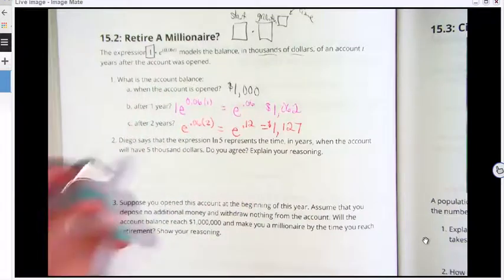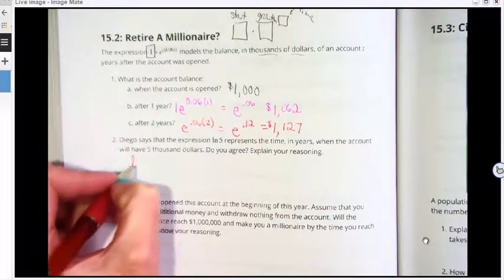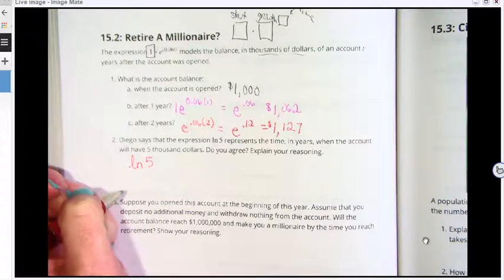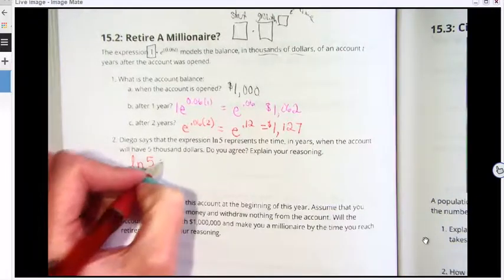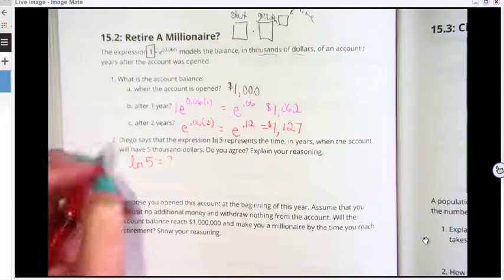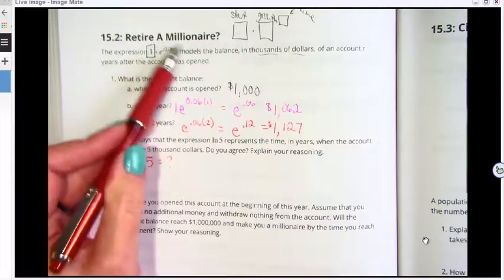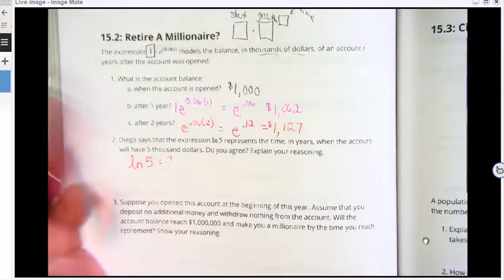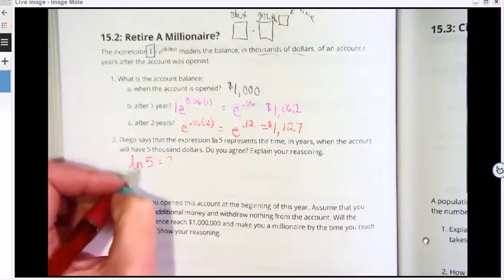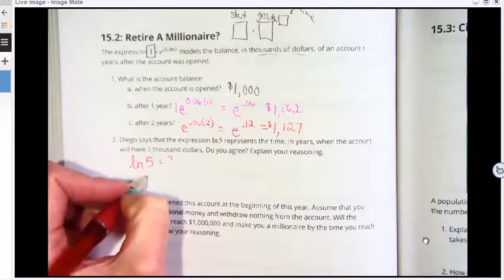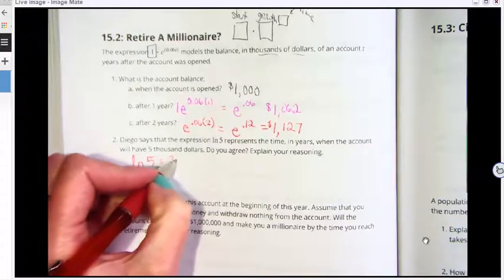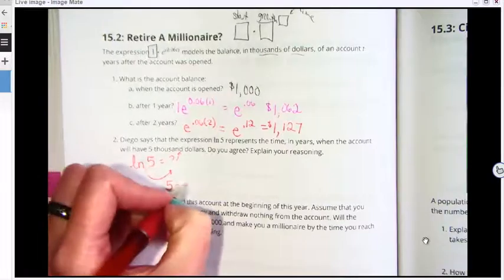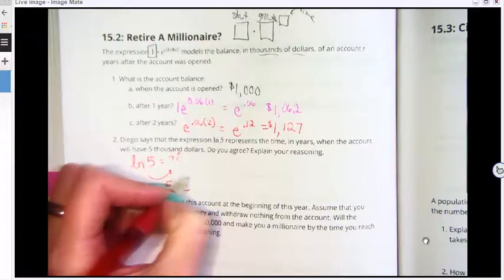Well, I don't know. Let's see. Let's rewrite this in a different way. If we have ln 5, to rewrite it in this format that we have, exponential form, or we could even take this and write it in logarithmic form, which might be a little easier. This is telling me that I'm going to roll that base e to the other side, and we would have 5 equals base e to some unknown exponent.